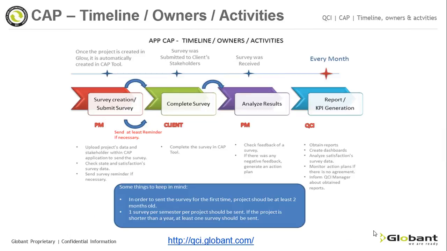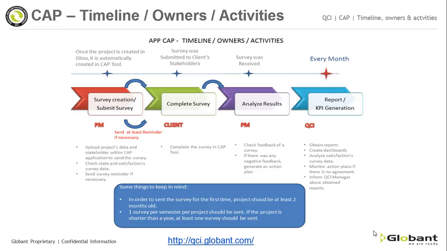Once the project manager requests the project creation at all Globan tools through a ticket in Jira with the issue type project creation request in QCI organizational, the project is created in CAP. The process begins when sending the customer survey. For this, the project manager completes the project's data in CAP, and after filling the data, the project manager sends the satisfaction survey to the customer. CAP automatically sends the survey through an email to the client.